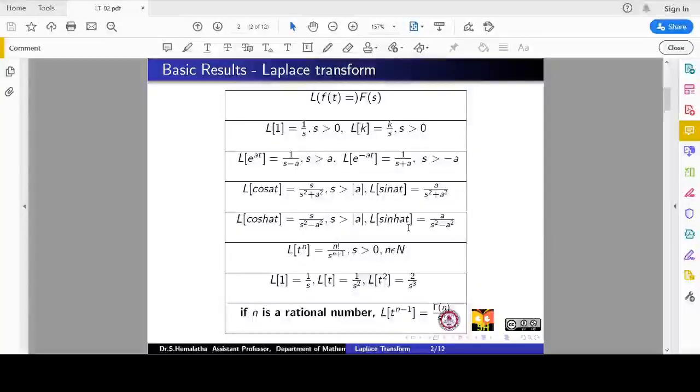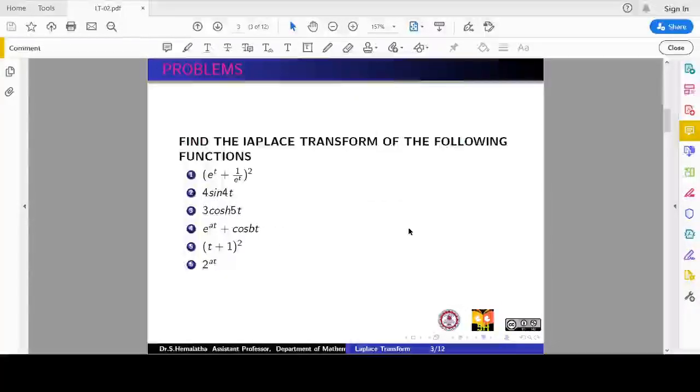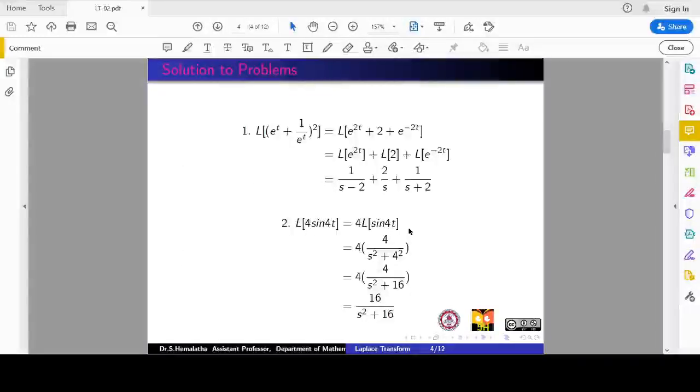A brief outline of all the basic results is given here because we are going to solve some problems using these basic Laplace transforms. Fine. So I have just given some problems which involve all the types of functions. We'll do it one by one. So first I have to find the Laplace of this function.